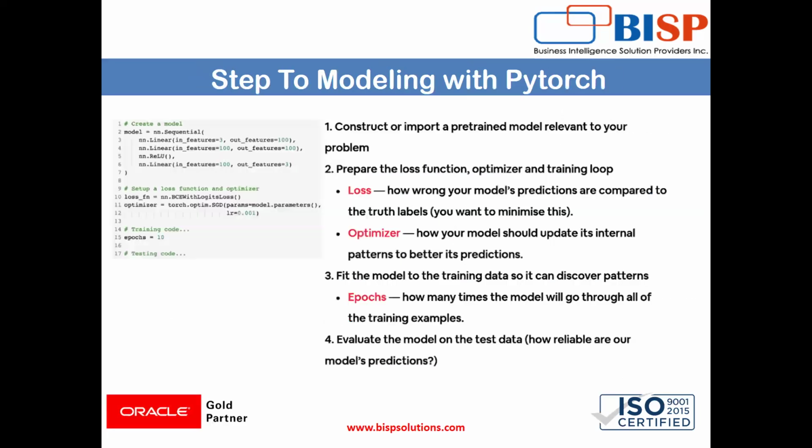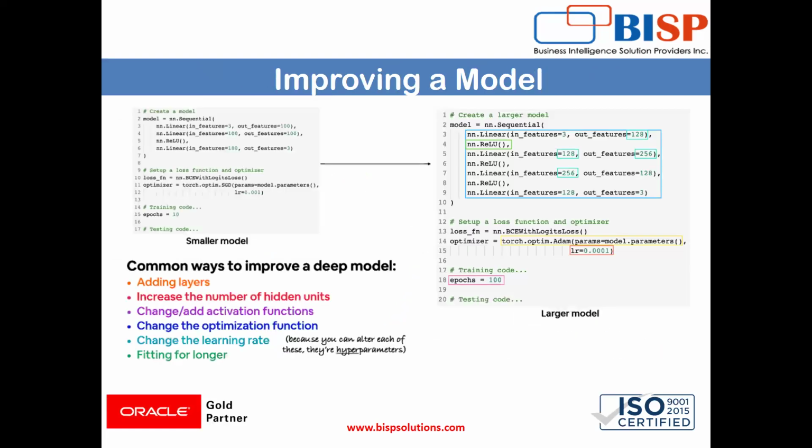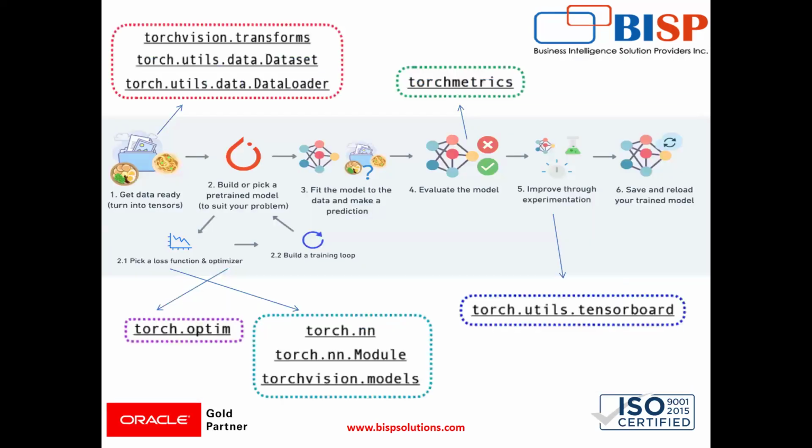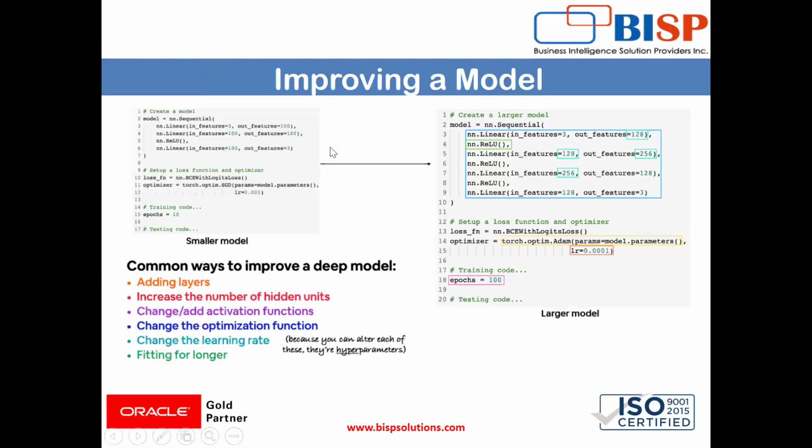So guys, this was all about what we have seen so far. This is the architecture of a classification neural network, right? Then you can see this is the neuron, and it plays an important role. After that, you can see the larger model and the smaller model. Here in the function we provide information like in feature and out feature. We will understand this in depth in our next video.